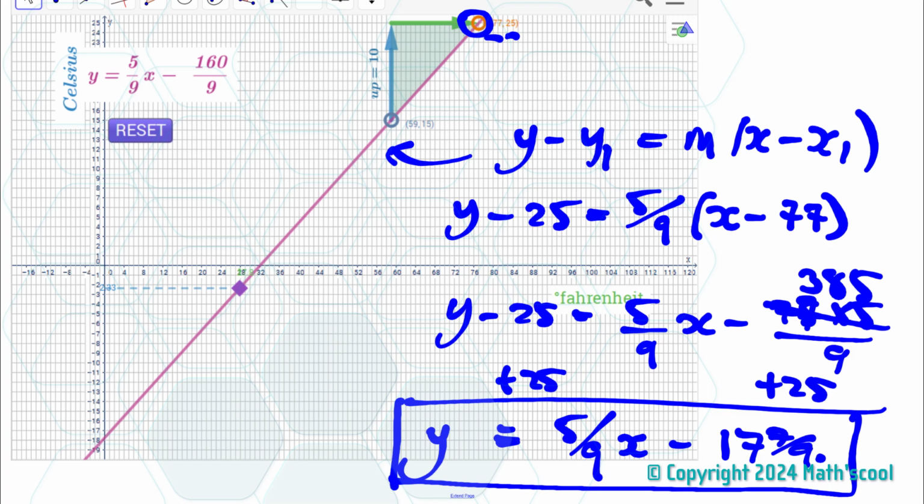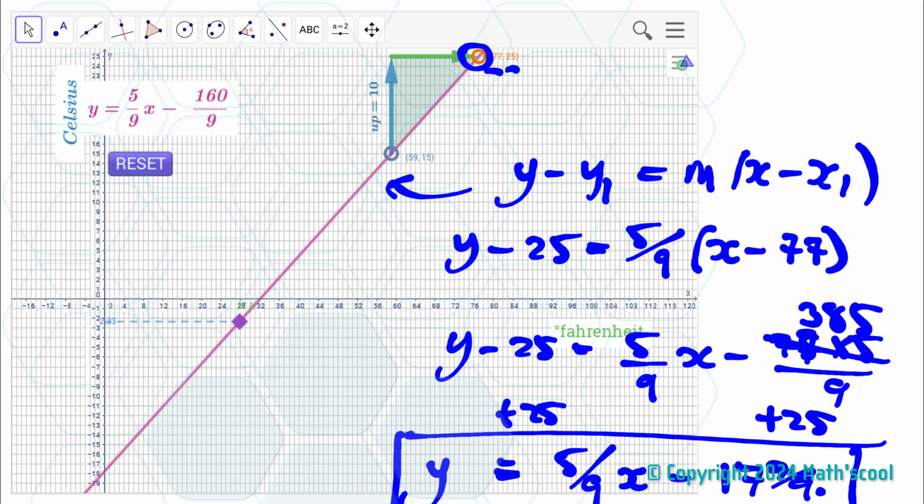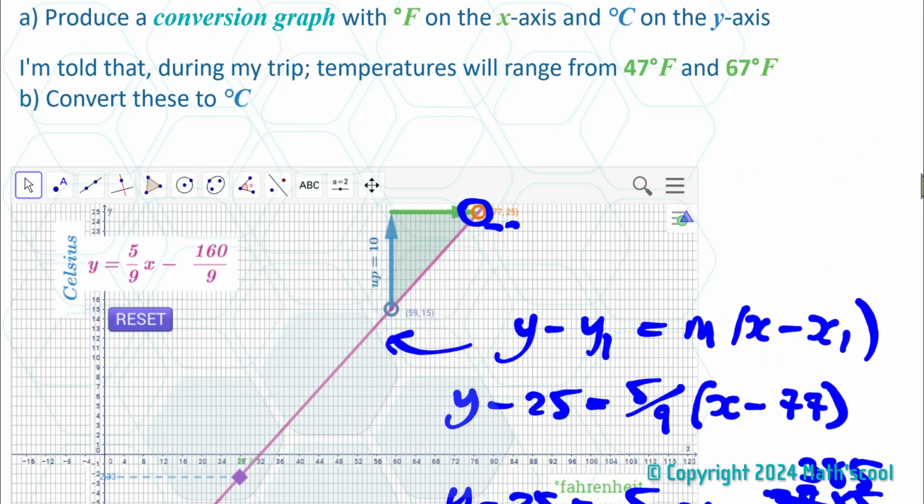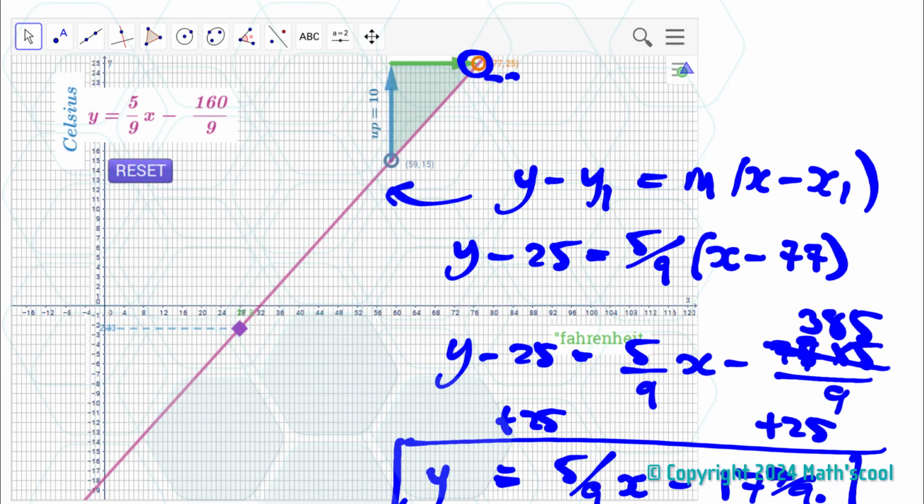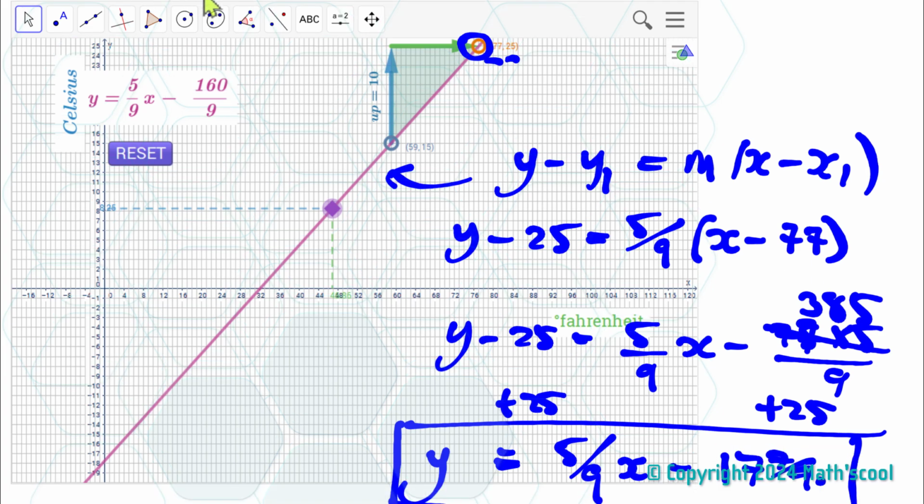So then we can use that equation to convert 47 degrees into Fahrenheit. So 47, let's try just doing it on here. I don't think I can get exactly 47. No, it's not really letting me get exactly 47. I know it's sort of there. So it's going to be about 8.25, but I'm just going to have to calculate it.